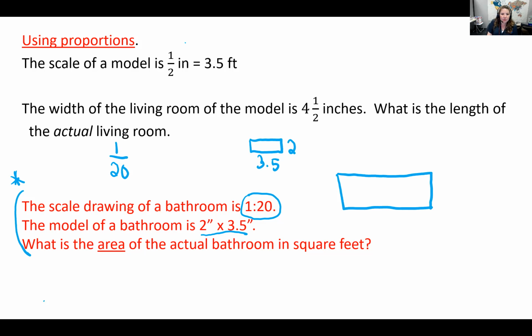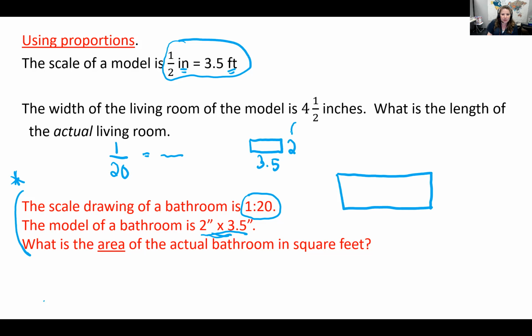So up here, we used 2 different units of measurement, and it told us that specifically in the problem. Since this only says 1 to 20, we're going to assume that these actually represent the same measurements. And since this is in inches, these 2 numbers are going to represent inches as well. So we're using our model. So we're going to do one at a time.